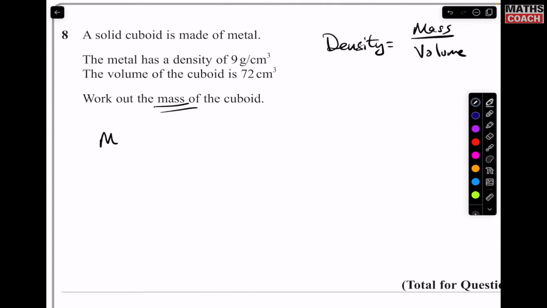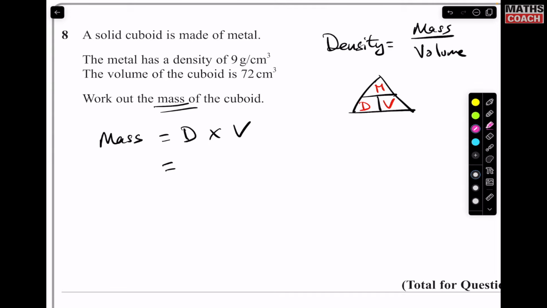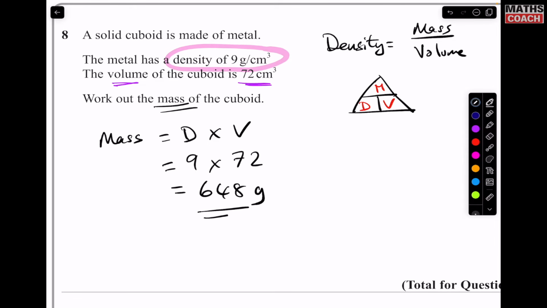So what is mass? Mass is equal to, if I rearrange that using the triangle, I know a lot of you struggle with this, so that's M D V. If I'm looking for the mass right there, I hide the mass. What am I seeing here? I'm seeing D times V. So mass is equal to density times your volume, and the density is in the question right there. That's 9. So that's 9 times, and the volume is in the question. The volume is 72. So 9 times 72, and that is 648 grams. So the mass is 648 grams.